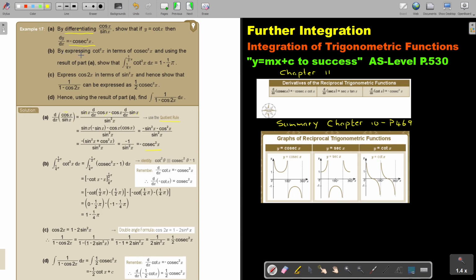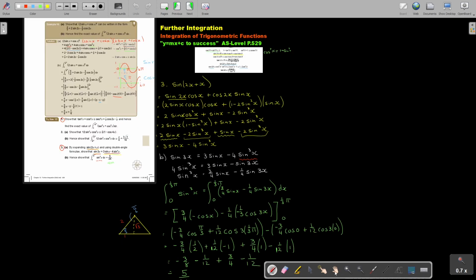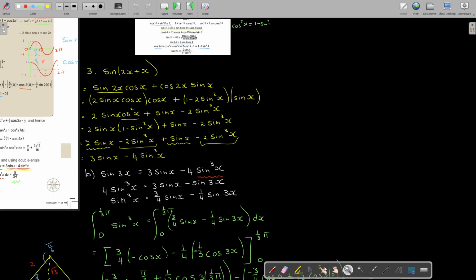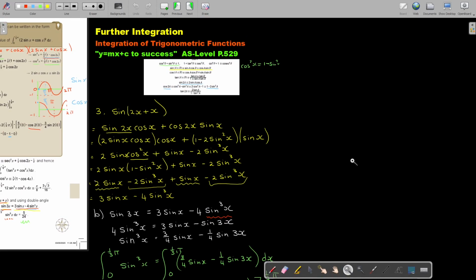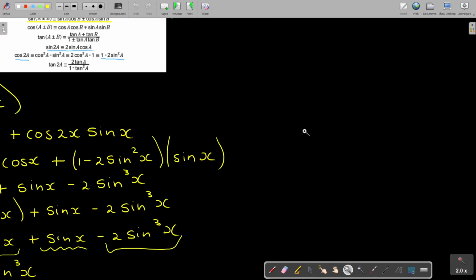Now, by expressing cot square x in terms of cosec square x and using the results of part A, show that cot square x is this. Now, don't forget, this is also an identity. I don't know if you will find it on the formula sheet, let's just check quickly if I have the formula sheet. I know it's here. Yes, let's just make it bigger.